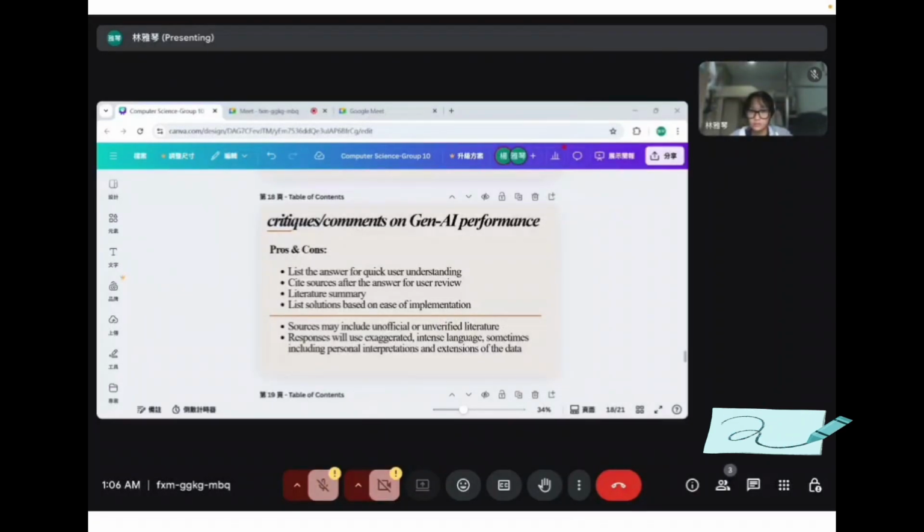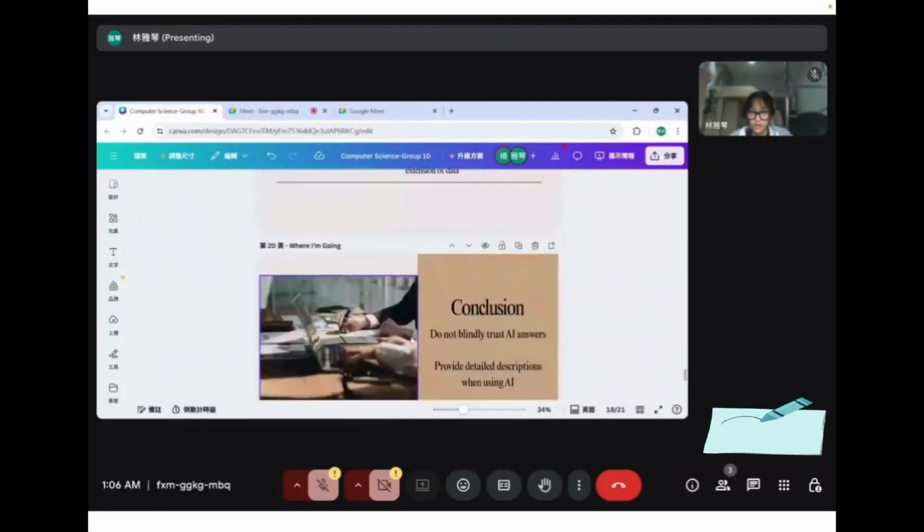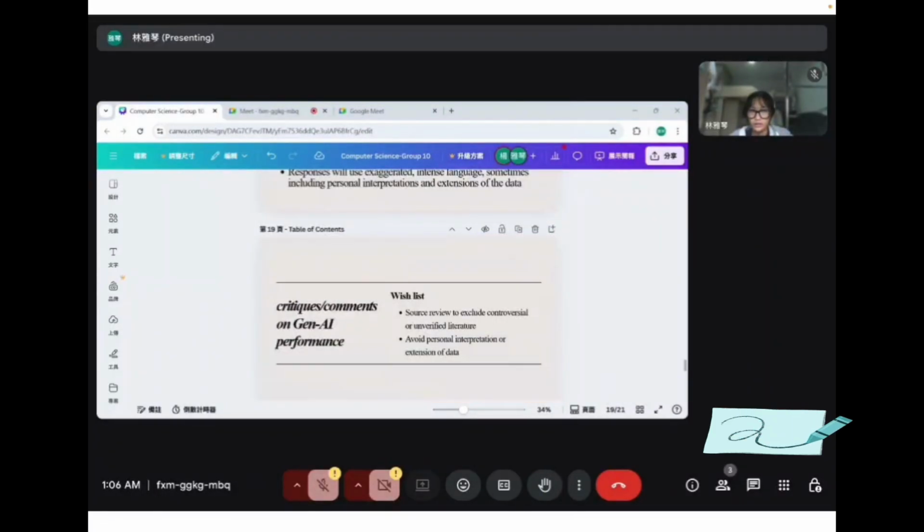And next, we have compiled some suggestions on how Gen AI can be improved, including setting up a source review mechanism to exclude controversial and unverified sources, thereby making the answers more accurate and avoiding excessive interpretation and extension of the data, which might confuse users.